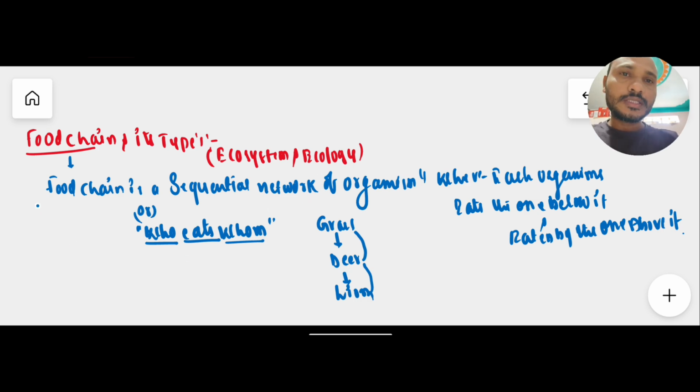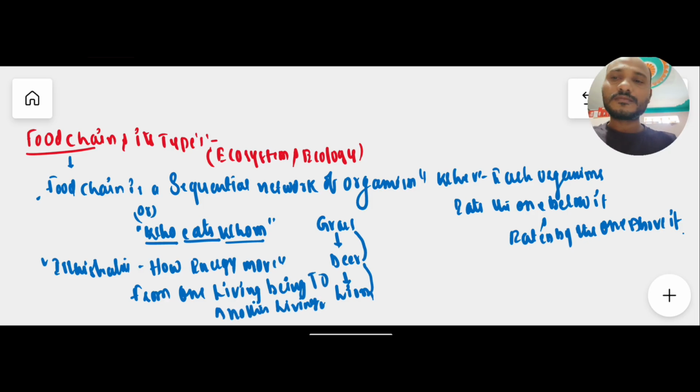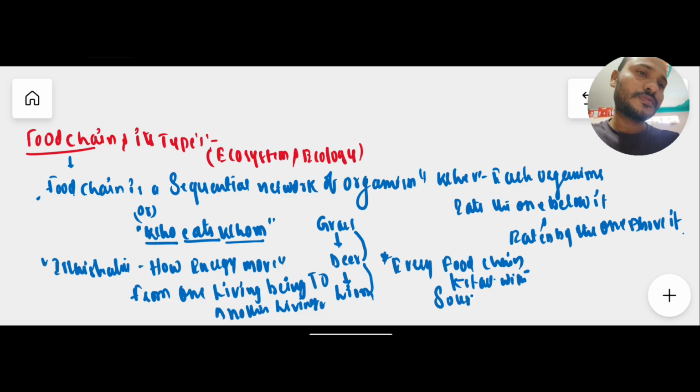The main importance of a food chain is that it illustrates how energy moves from one living being to another. Every food chain starts with a source of energy. Here the ultimate source of energy is sunlight.